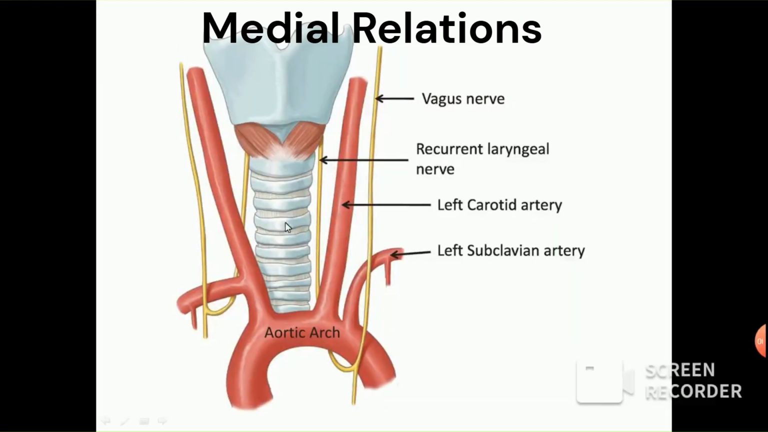You can see here in this view as well, we have this trachea which is present medial to the carotid arteries. One nerve present medial to it is the recurrent laryngeal nerve. You can see this over here, the recurrent laryngeal nerve. This is also a medial relation.